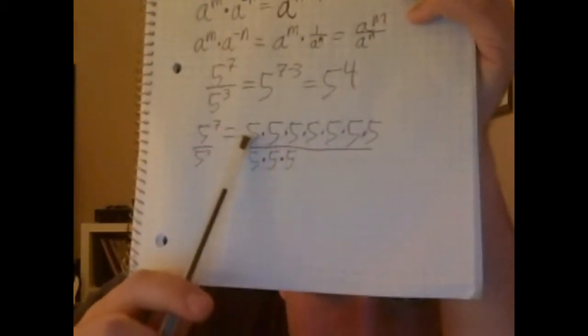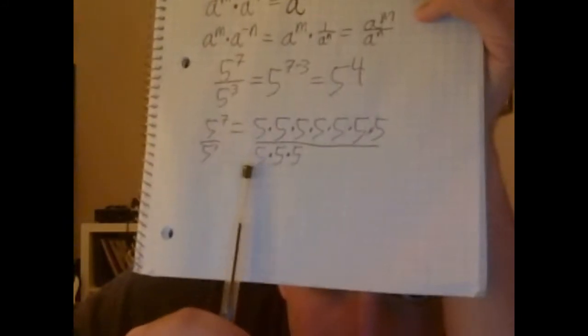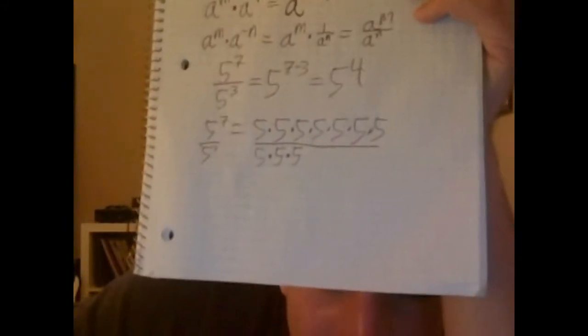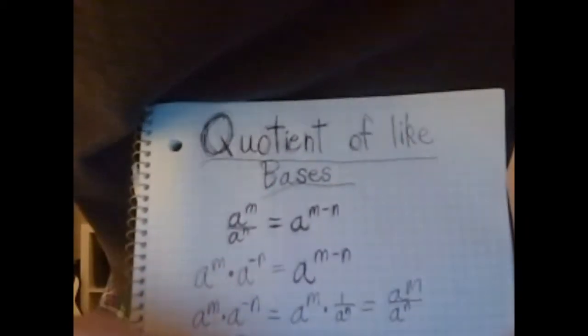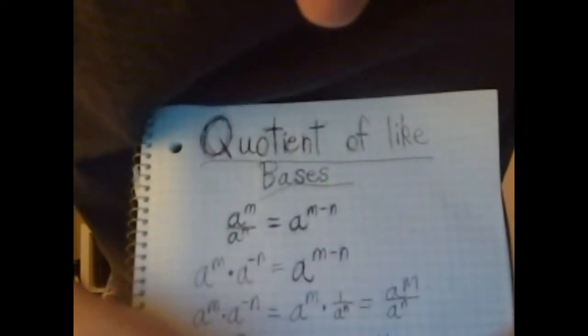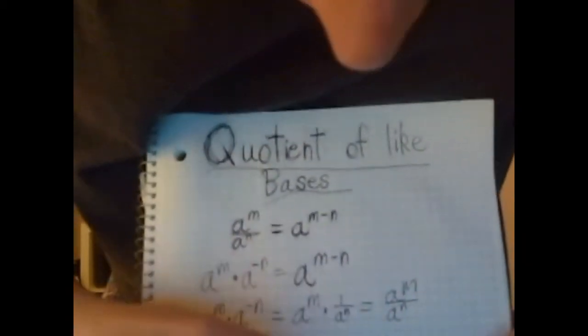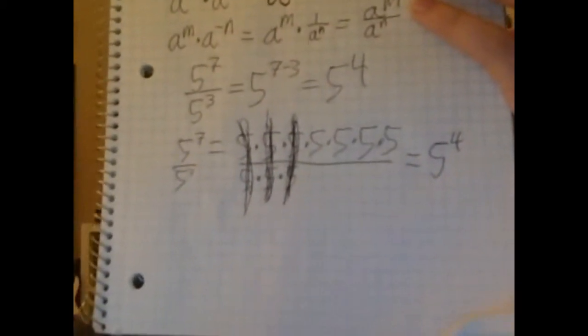And when we divide our numerator by our denominator, we know that we can cancel out anything in the numerator that is the same as something in the denominator. So this 5 is going to cancel out this 5. This 5 cancels out this 5. And this 5 cancels out this 5. Leaving us with our correct answer, 5 to the 4th.